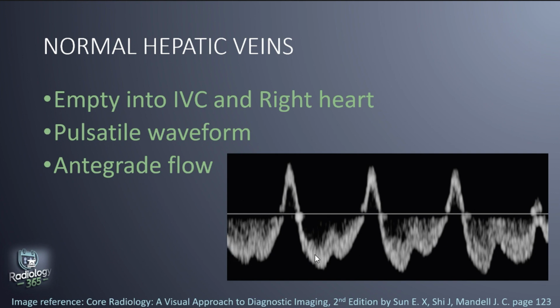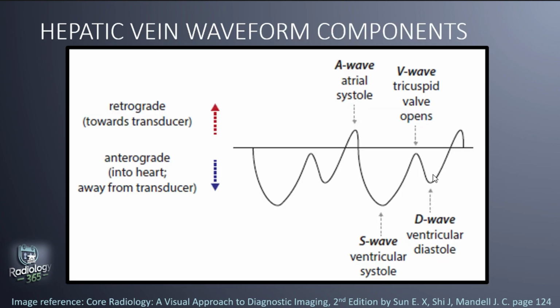It's actually an inverted image. Therefore, this is antegrade and this is retrograde. The hepatic vein waveform has four components. There's the A wave, the S wave, the V wave, and the D wave. The A wave represents atrial contraction, which makes sense. So when the atrium contracts, that pressure is transmitted through the IVC into the hepatic veins, and then there's a little retrograde flow. So there's some blood forced retrograde away from the heart during that atrial contraction.